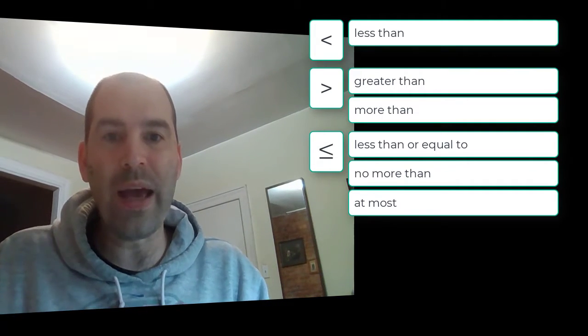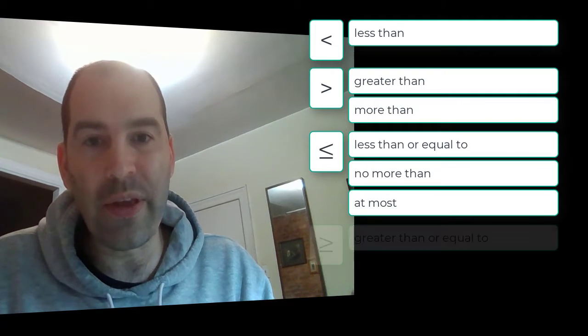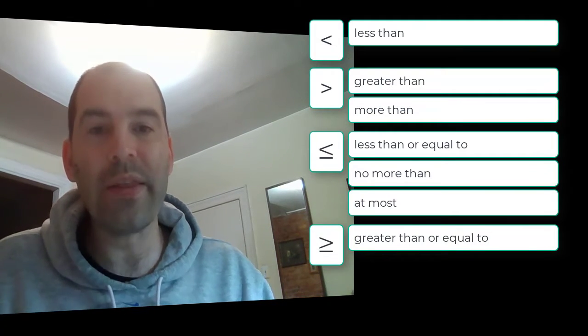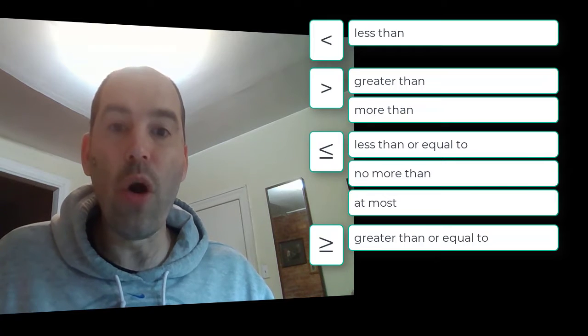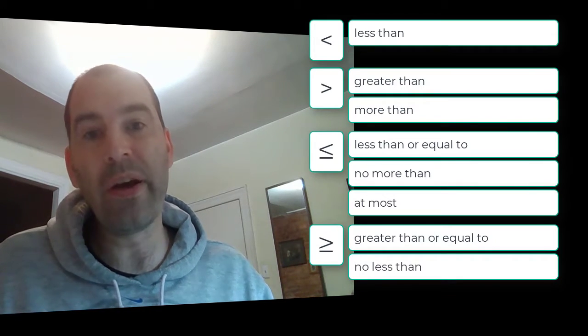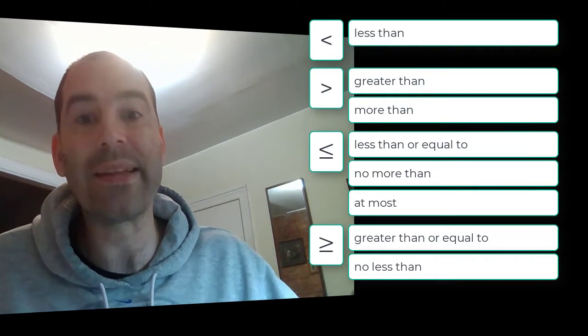And finally, we have the inequality symbol greater than or equal to. This is also read no less than, and you may also hear it said as at least.